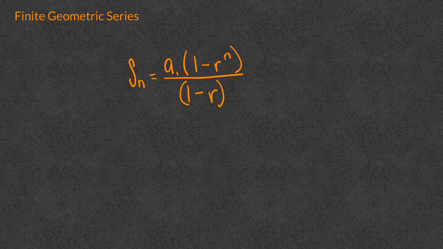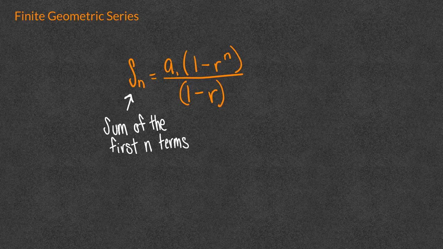Okay. Now here is the formula for the summation of a geometric series that's finite, and there's a lot of components to it that we want to make sure that you understand. So first off, looking at the left-hand side of this formula, the S sub n means the sum of the first n terms. Now a sub 1 is just like a sub 1 with an arithmetic sequence or series, which means that it's the first term.